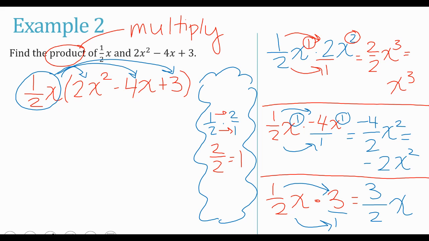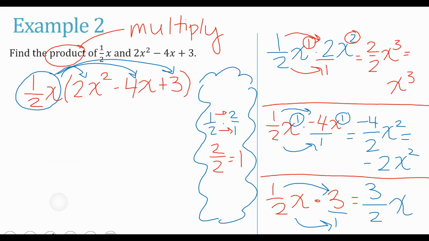Now, you can ask yourself, can I simplify 3 over 2? Can 2 go into 3 evenly? No. So you can leave it as a fraction or you can write it as a decimal. In this case, I'm going to just leave it as a simplified fraction. I can't simplify it any further, so I'm going to just leave it alone.